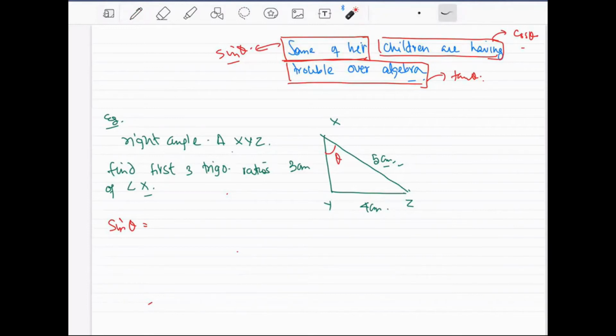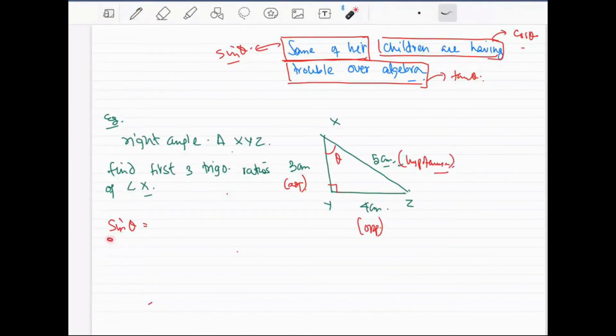So first of all, you need to determine which one is the opposite, which is the adjacent, and which is the hypotenuse. Hypotenuse, we already know, is opposite the right angle. The longest one, this is the hypotenuse. No need to determine this. What about the opposite and adjacent based on the angle you are taking? We are taking angle X, so the opposite is YZ. This 4 centimeter is the opposite with respect to angle theta. And with respect to angle theta, this is the adjacent, so we write adjacent here. 5 centimeter is the hypotenuse.